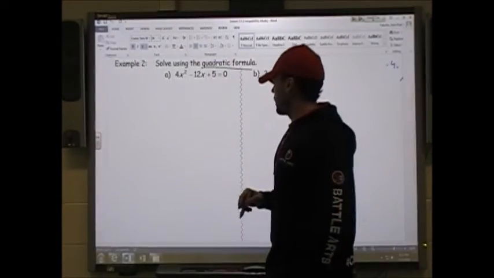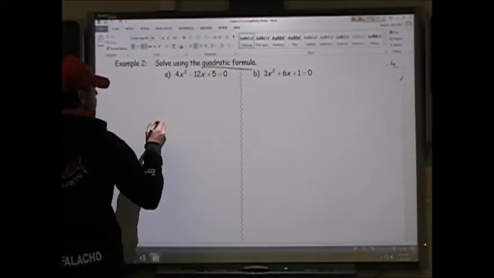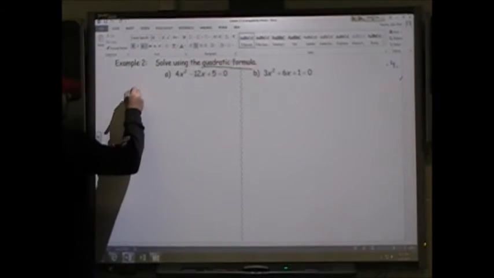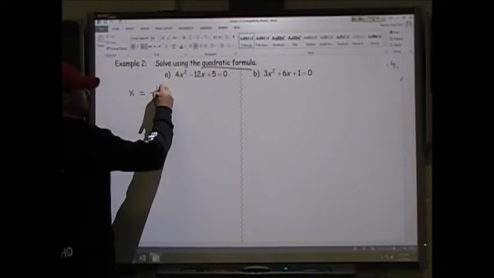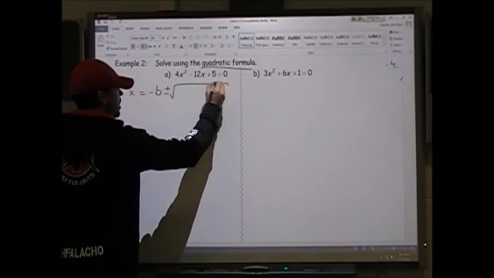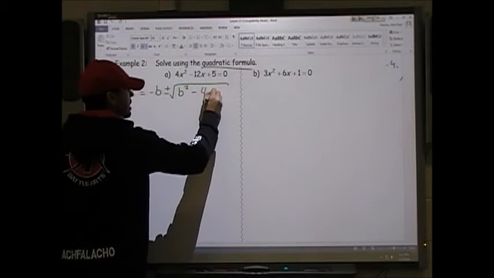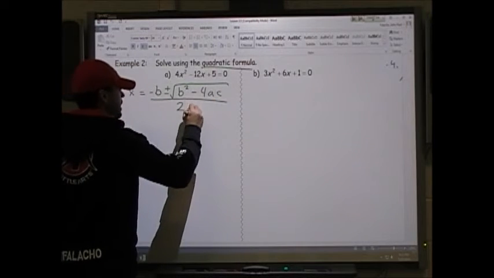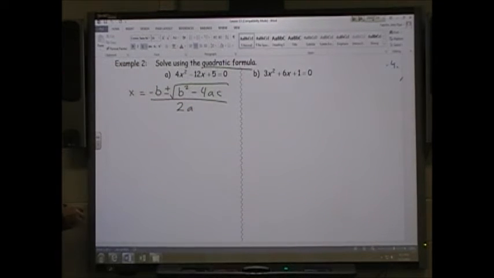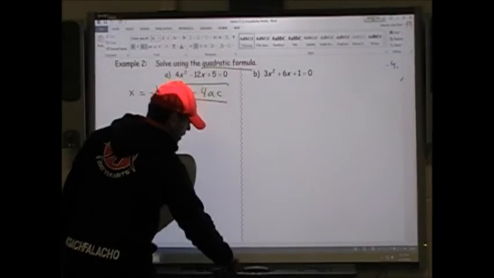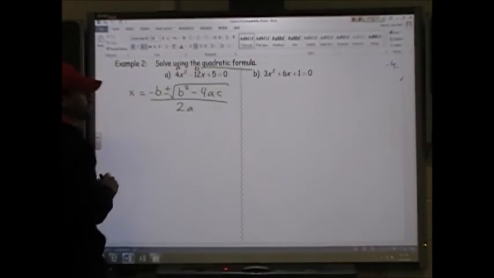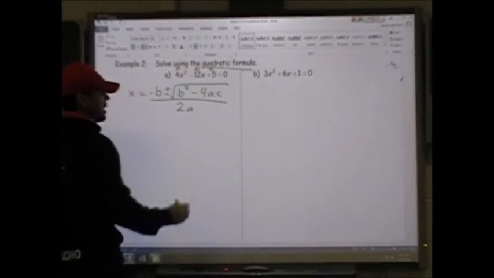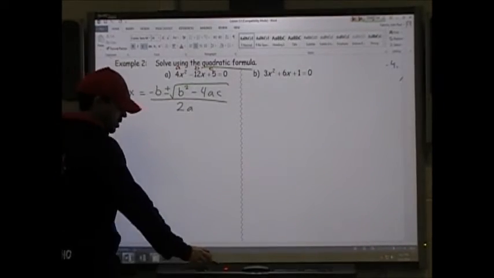So if I take a look at this, again, to use the quadratic formula, you have to know what the quadratic formula is. So my suggestion is learn the quadratic formula. It's negative b plus or minus the square root of b squared minus 4ac all over 2a. Now what's your a, b, and c? Remember, your a is the number in front of the x squared, which is 4. Your b is the number in front of the x, which is negative 12. And your c is the constant at the end, which is positive 5.